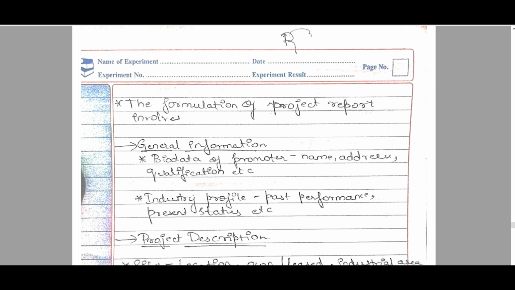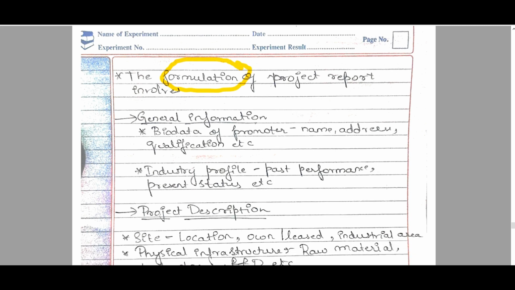Okay, so for formulation, you have to keep it in mind. There are many types of questions in this fourth module about reports. They ask about formulation, and you have to write this. General information: the biodata of the promoter, name, address, qualification, etc. Promoter is nothing but founder.